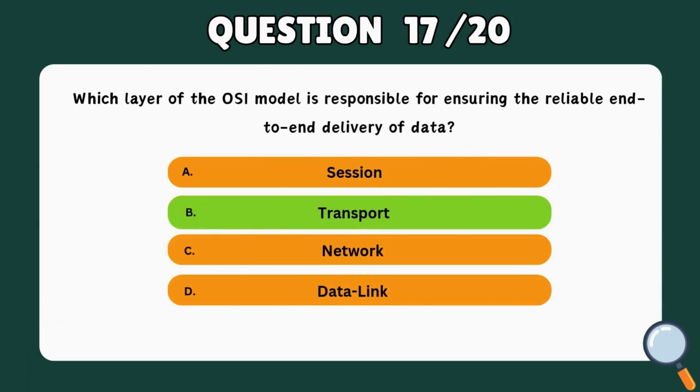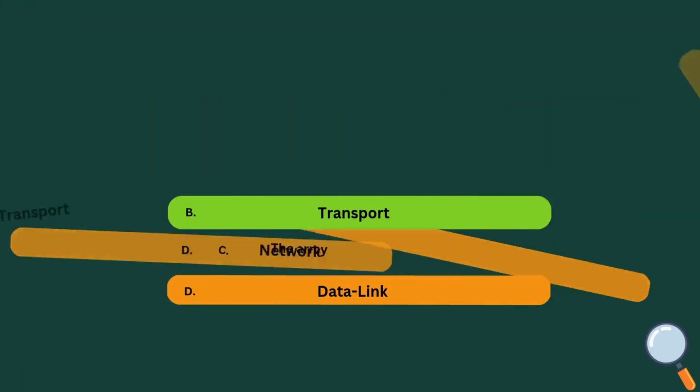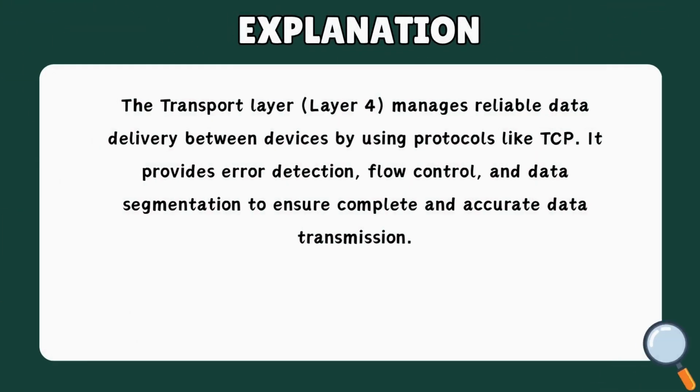Correct answer, B. Transport. The transport layer, layer 4, manages reliable data delivery between devices by using protocols like TCP. It provides error detection, flow control, and data segmentation to ensure complete and accurate data transmission.